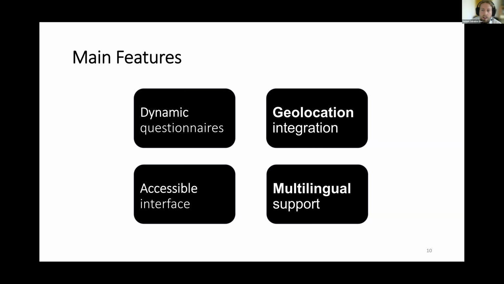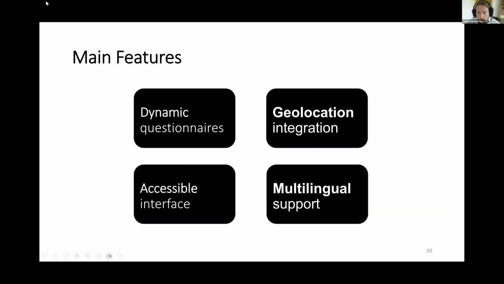So we have four main features with Evolution. One of the main features is the ability to create dynamic surveys that only ask relevant questions to respondents, helping to reduce their burden. So for example, if a respondent is from a rural region and they don't have access to public transportation, we don't want to ask every question about public transportation, to reduce the burden.